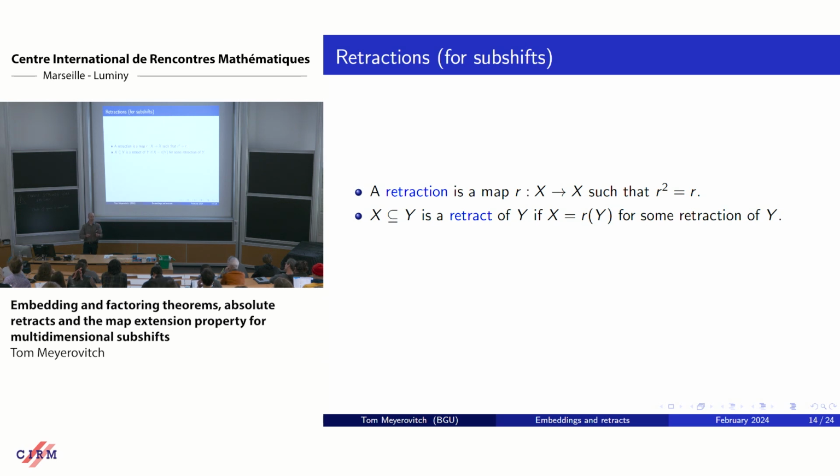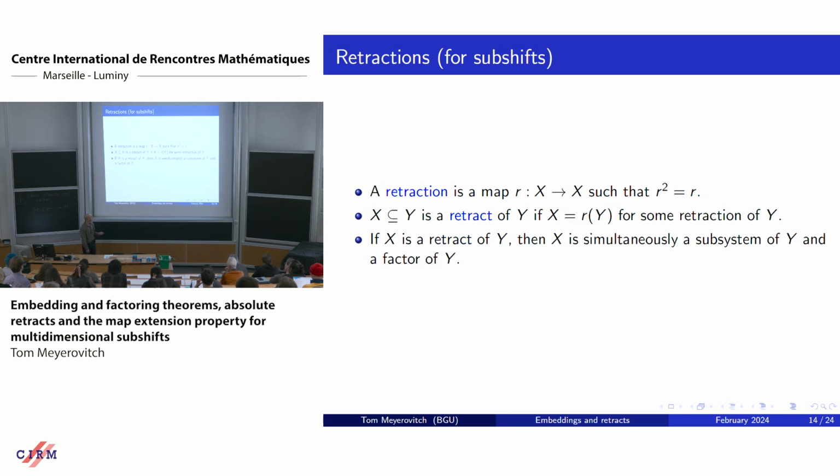So it's like the one-dimensional circle is a retract of the ball minus a point, okay, in topology. And one point is a retract of any space, etc. And the nice thing is if you're a retract of something, you're both a subshift of it and a factor of it. Okay, so you're simultaneously those things.